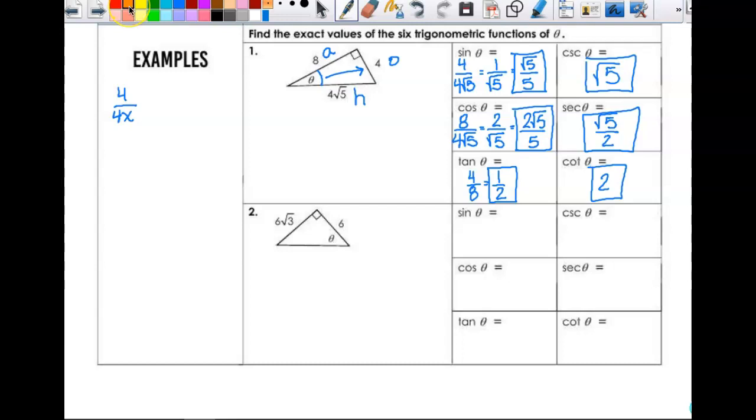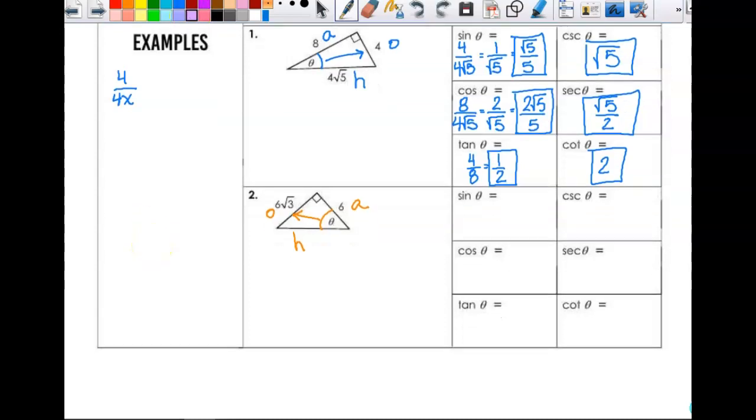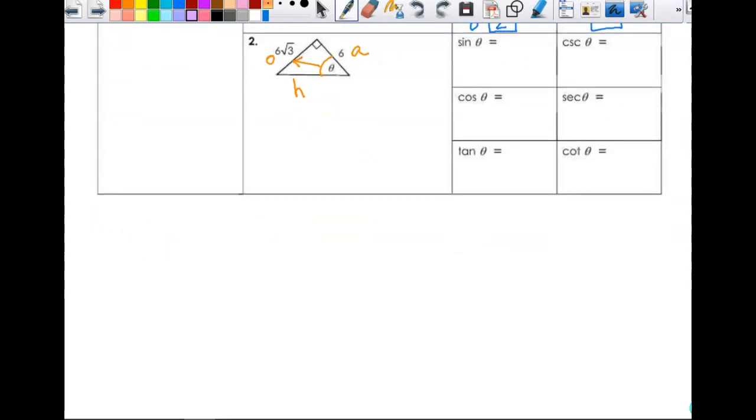All right. So let's look at number 2. Here is theta. This is the opposite side. This is the hypotenuse. This is the adjacent. I have a little bit of a problem here. What's my problem? I don't have the hypotenuse, so I need to find it. How can I do that? Pythagorean Theorem. Welcome to 6th grade.